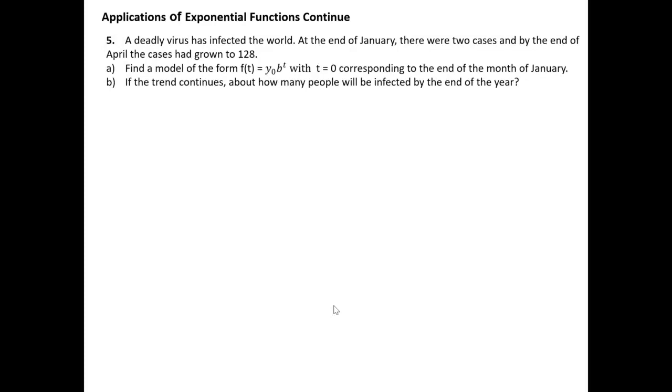Then for part b, if the trend continues, about how many people will be infected by the end of the year? So for part a, we have to find the function, right? The exponential function. So we need to find the values for y naught and b. The y naught is the initial value, because y naught is the value at t equals 0.